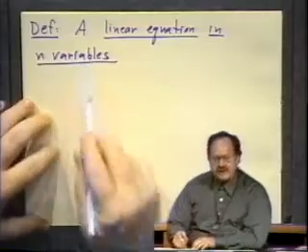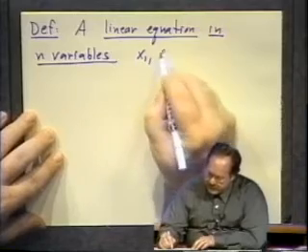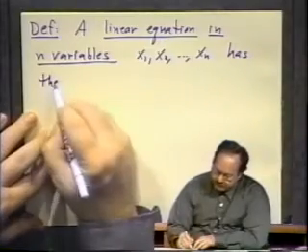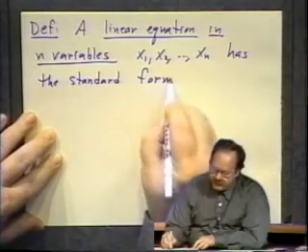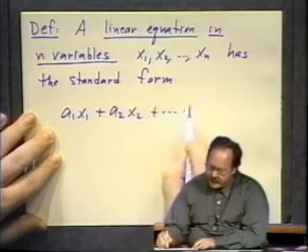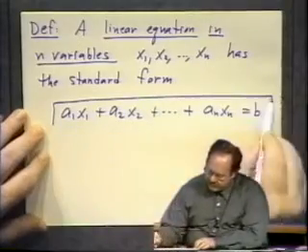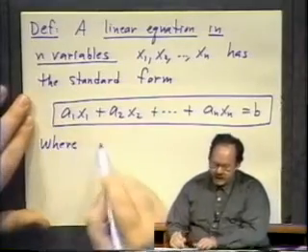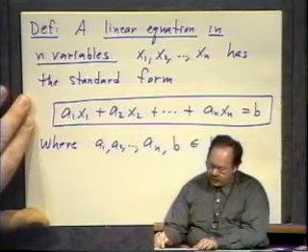Now, this is an unusual concept. We'll need to talk about what this means. A linear equation in n variables, x1, x2, up to xn, has the standard form a1x1 plus a2x2 plus up to anxn equals b. So the x1 to xn are the variables, and the coefficients a1, a2 up to an and b are all real numbers, as we've seen.